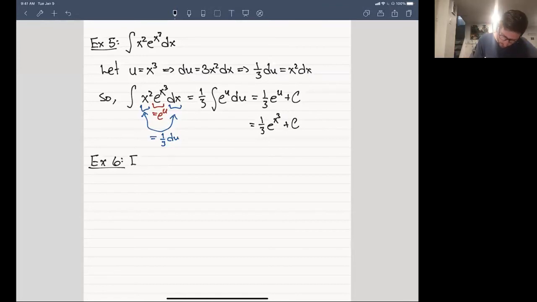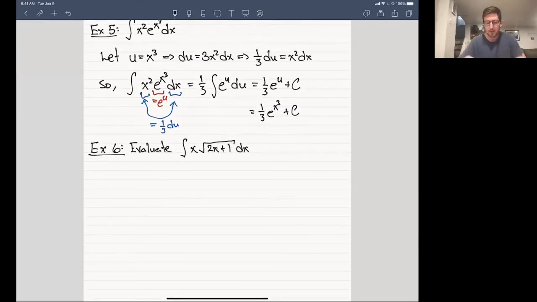So let's say evaluate the indefinite integral x square root of 2x plus 1 dx. Okay, so conventional wisdom here that we've gotten over the past 20 minutes is telling us that we should be substituting for 2x plus 1. That's probably what we want to do. So let's try it out. Let's work it through. Let's see what happens.